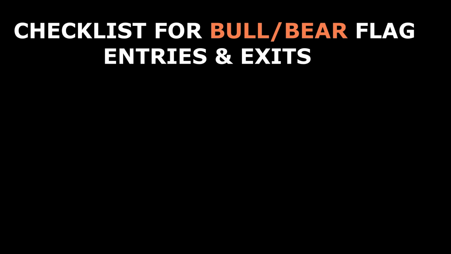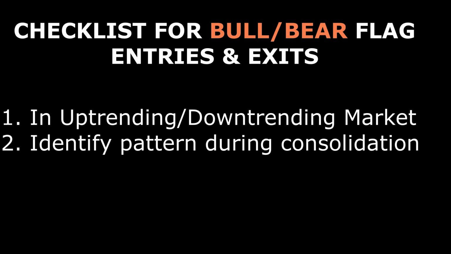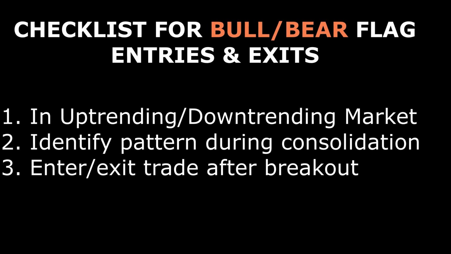A checklist that can help you better enter trades and exit them is as follows. Ensure you're in a defined uptrending or downtrending market. When prices begin to consolidate at or near highs with a defined pullback pattern, then begin to look out for the formation of the bull flag or a bear flag. Once price action breaks out above or below the flag, coupled with your other indicators as confirmation, could be a great entry or exit point to ensure consistent and maximum profit.